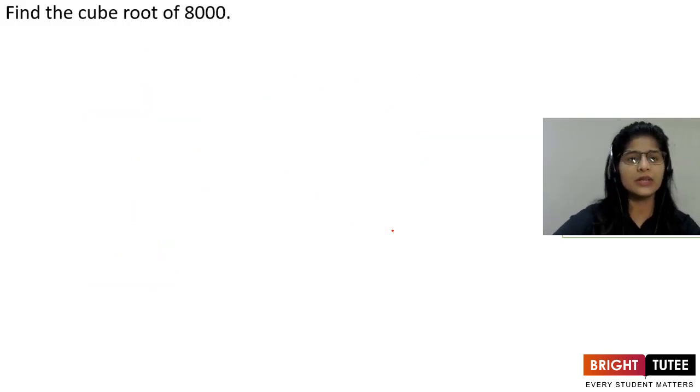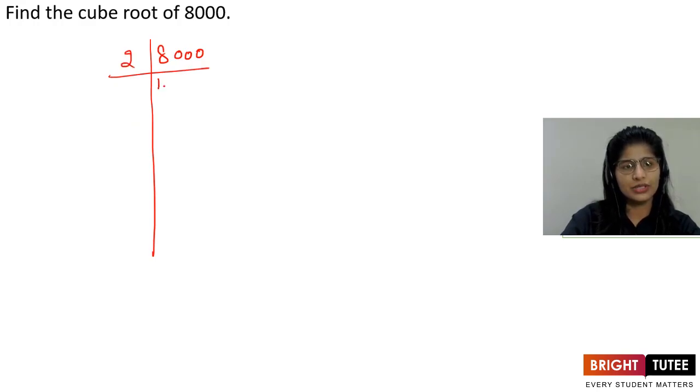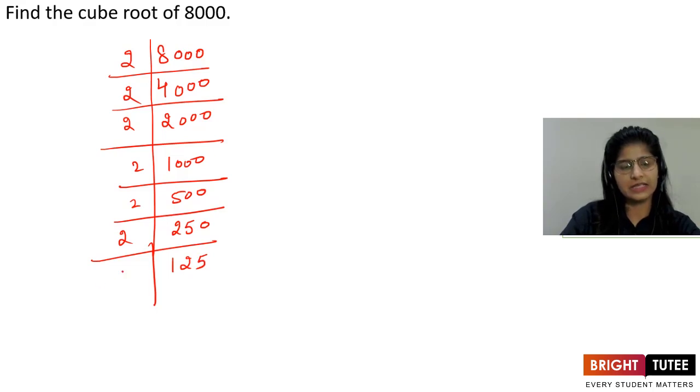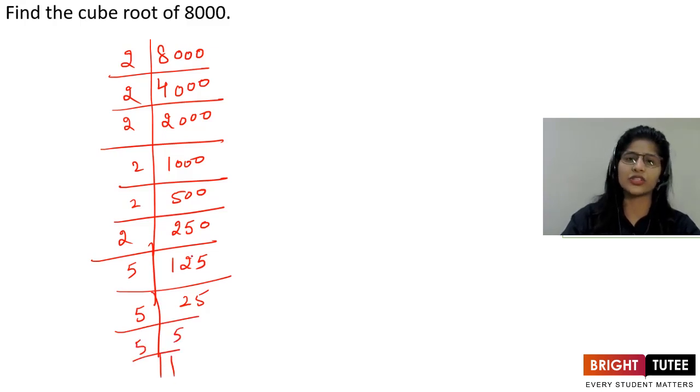Now, here is one question. Find the cube root of 8000. So we start with 8000 and do the prime factorization of it. Just see, 2 fours are 8, 0, 0, 0. Then again 2 twos are 4, then again with 2 we get 1000. Again 2, we get 500. Again 2, we get 250. Then again with 2, 2 ones are 2, 2 twos are 4, 2 fives are 10. Now with 5, 5 twos are 10, 5 fives are 25, 5 ones are 5, right? So this is the prime factorization of this number.